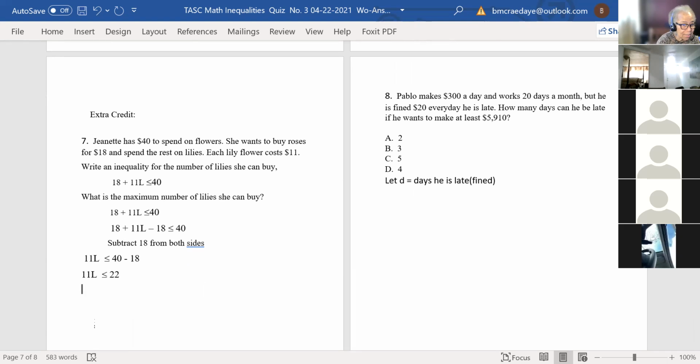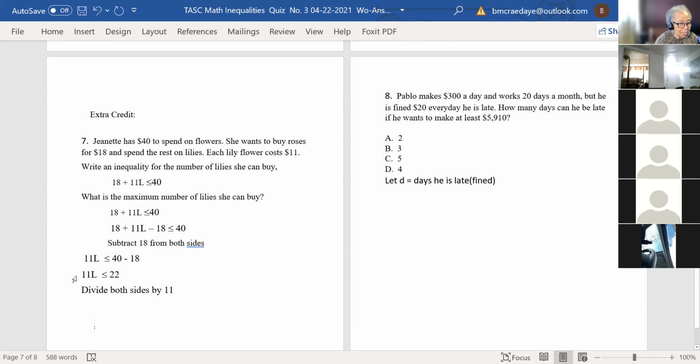What do I do, Mercedes? I'm not sure. 11L is a multiplication, right? So what do I do? What operation? Divide. That's right, Alba. Divide both sides by what, Alba? Both sides by 11. That's right. Mercedes, you see that?